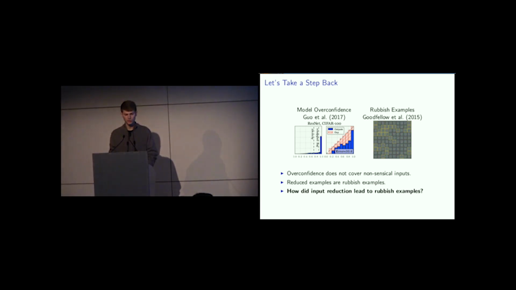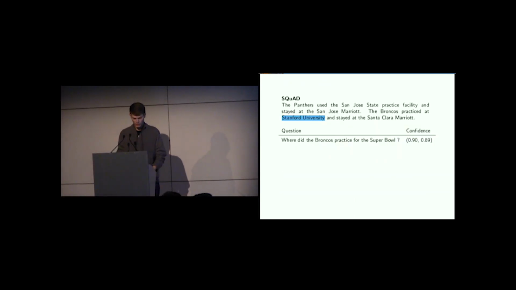So let's take a look at a specific example to understand why. Here we're given a paragraph from Wikipedia in SQuAD that says, the Panthers used San Jose State practice facility and stayed at the San Jose Marriott. The Broncos practiced at Stanford University and stayed at the Santa Clara Marriott. And note the question asked about the Broncos practice facility. So note how important the word Broncos is. Without it, if it said Panthers instead, you would pick San Jose State. So it's crucial for disambiguating the answer.